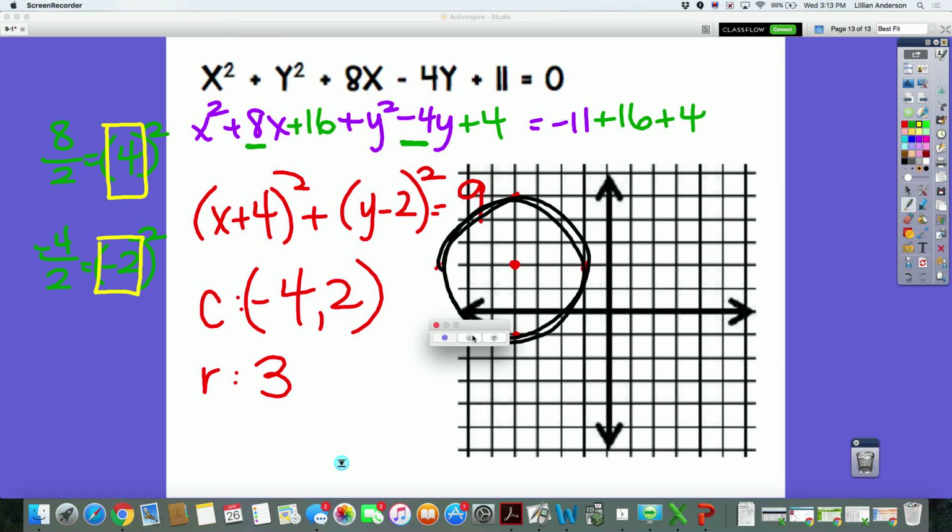And so this is how you find the equation of the circle as well as graphing circles.